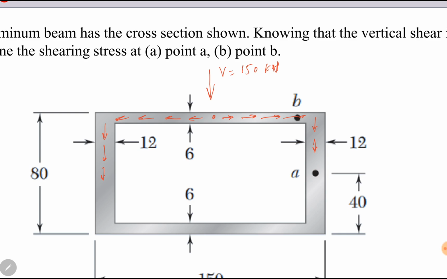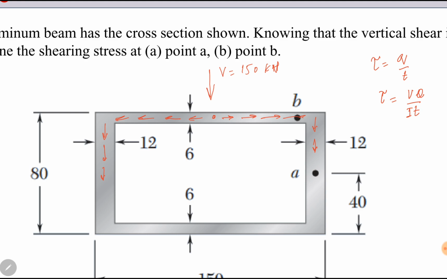Like this. Okay, we have to find shearing stress at point A and at point B. For this we need small q first, because shearing stress is equal to Q over t. For thin sections, it is Q over t, or VQ over I t. V is given to us. We need capital Q and I and t, thickness.